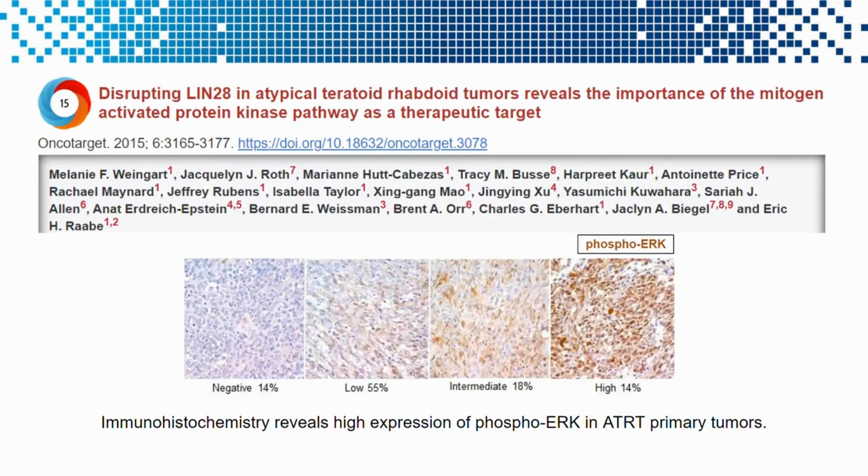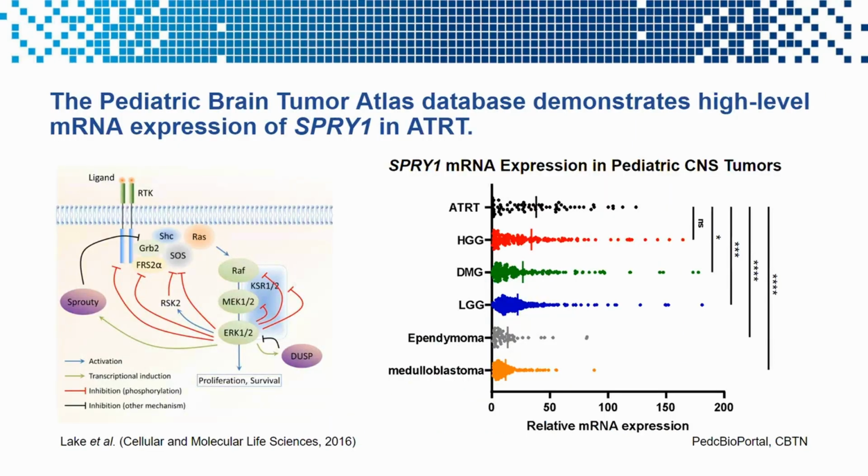Previously in our lab, researchers conducted immunohistochemistry on ATRT primary tumor samples. The study discovered that there is a high-level expression of phospho-ERK in these samples. Phospho-ERK is a member of the MAP kinase pathway, and this pointed to the pathway as a potential therapeutic target. We are also actively looking for additional biomarkers for the MAP kinase pathway. Here's one example, which is SPROUTY1.